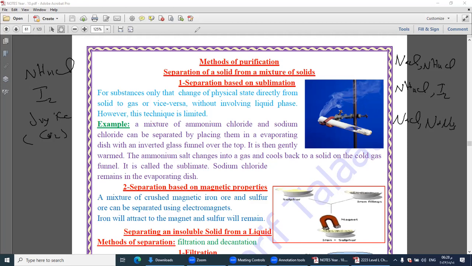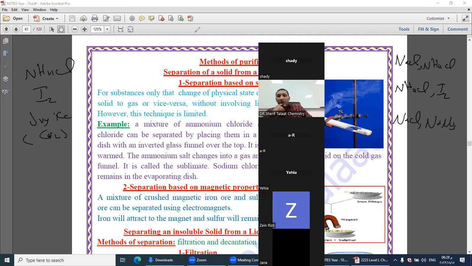Which one can I use sublimation for, of these mixtures? Which one can make sublimation for separation? To do sublimation, I must have a mixture of two components. One of them can make sublimation and the other cannot. It can't be that both can make sublimation, and it can't be that neither can. First one, sodium chloride can't make sublimation and the other one can make sublimation.